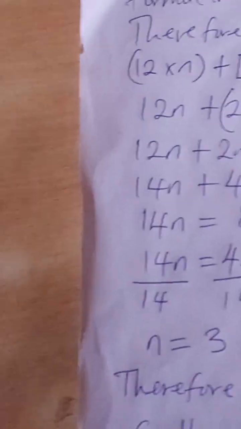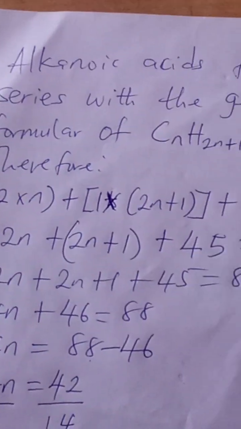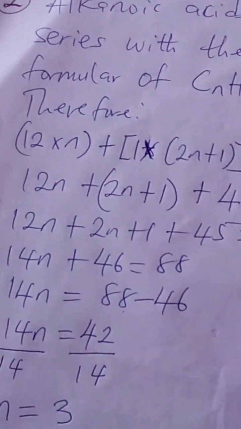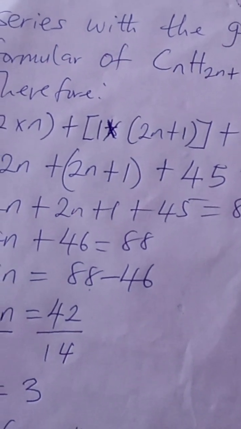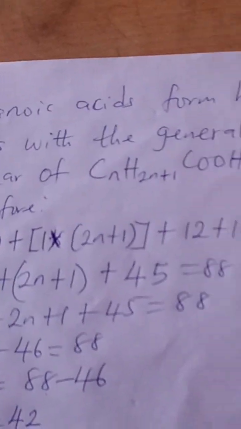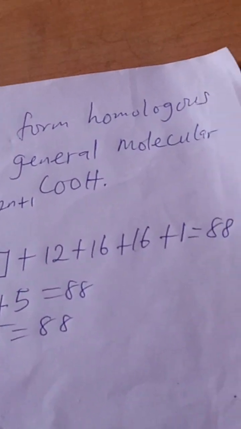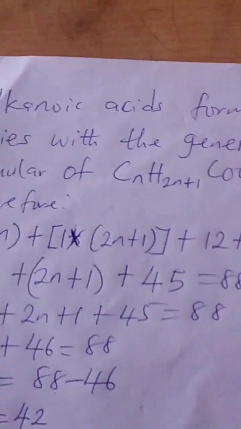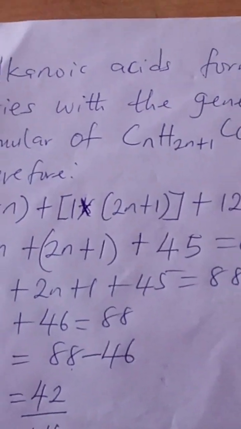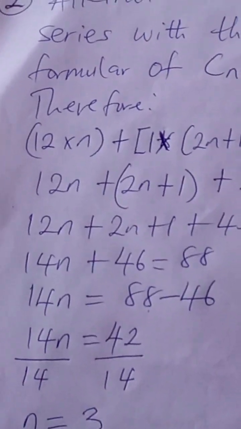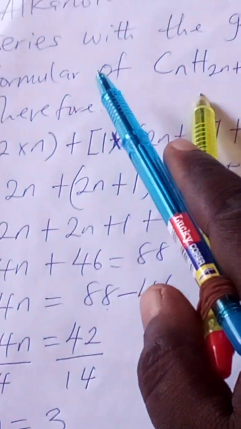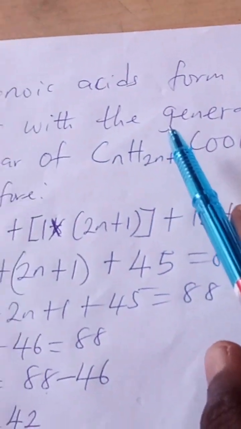So then the next question, question number 2, we talk on alkanoic acids. An alkanoic acid has a molecular mass of 88. Its molecular formula is, so here alkanoic acids form a homologous series with the general molecular formula. So this is the general molecular formula for alkanoic acid.